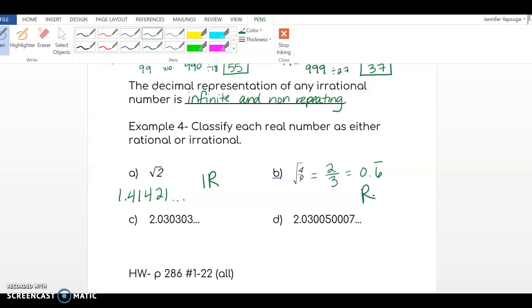All right, looking at this next one, letter C, I've got 2.03030303. So it looks like the 03 is what repeats. So again, this is infinite, but it does repeat, so therefore it is rational. And then our last example, I've got 2.03005007, which kind of has a pattern to it, but it does not repeat, so therefore this would be considered irrational.